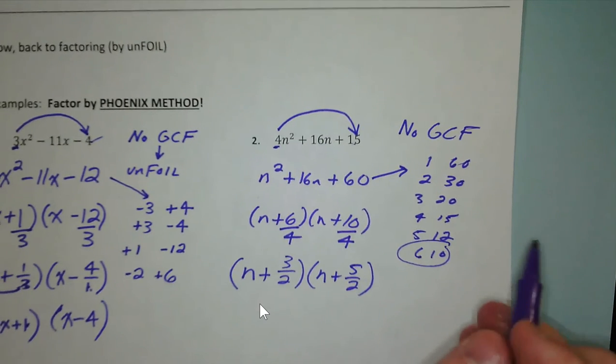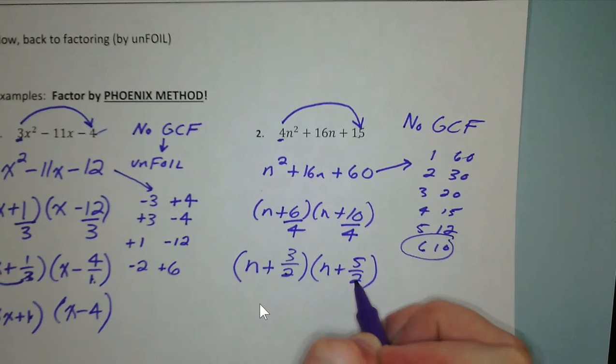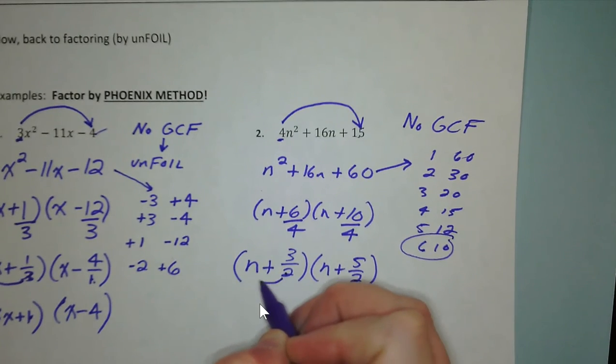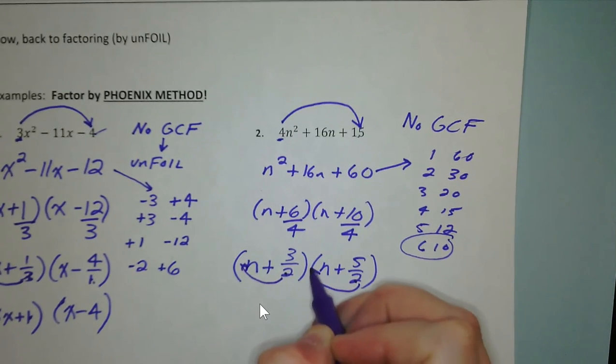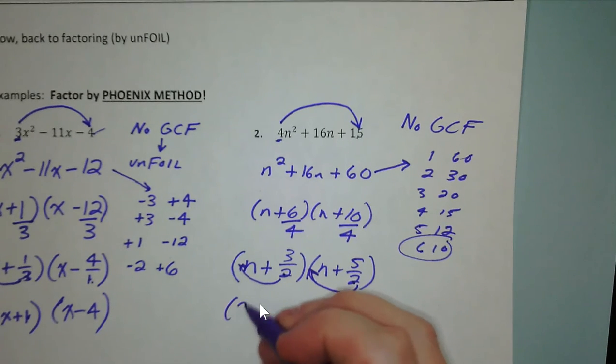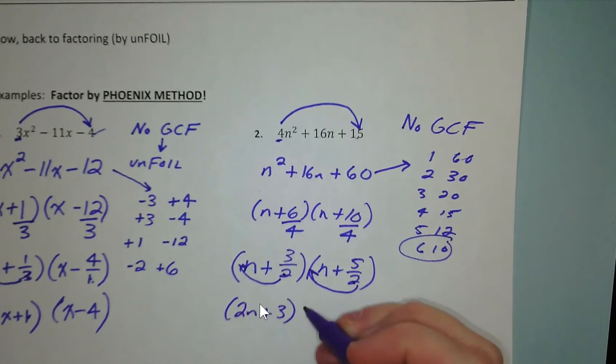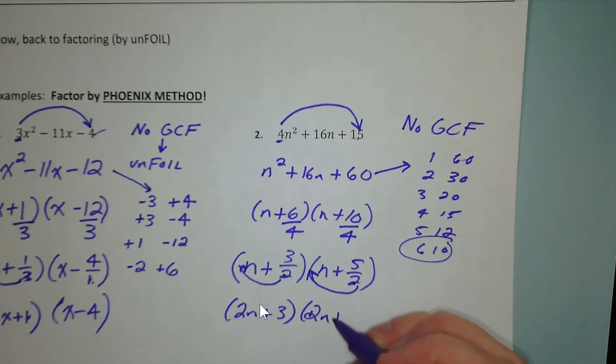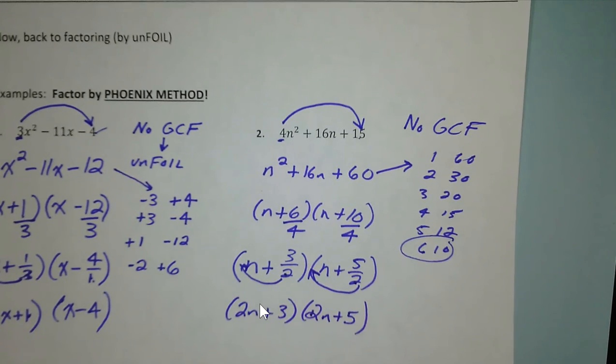And the final step is to take both of these denominators and bump them up in front of the n. 2n plus 5. And so that is the final answer.